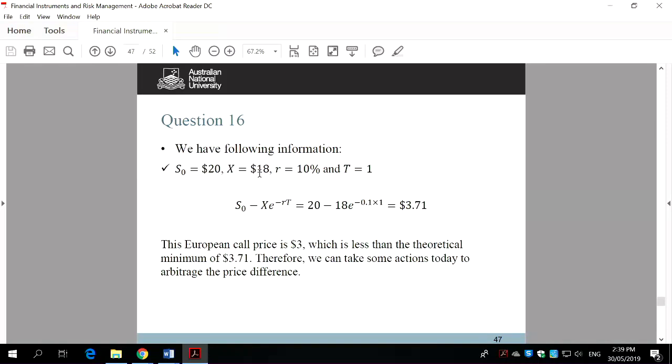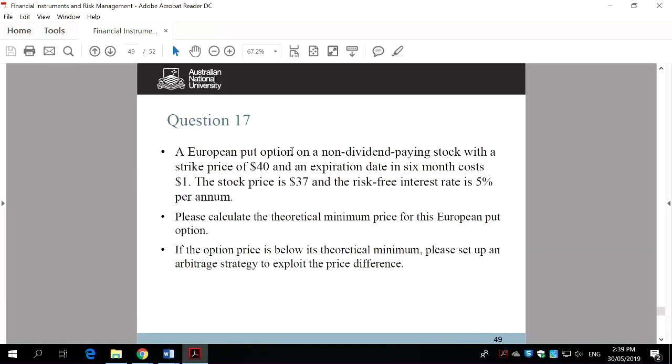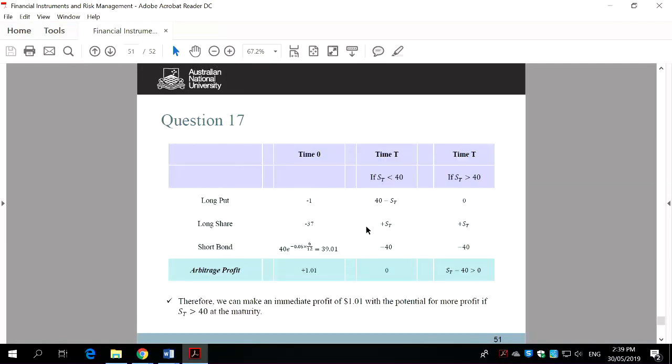So that's the violation of the lower bound for the call option, and that's the violation of the lower bound for the put option. Okay? So basically, you make a positive profit today, and you leave with some potential to make more positive profits at the maturity date.